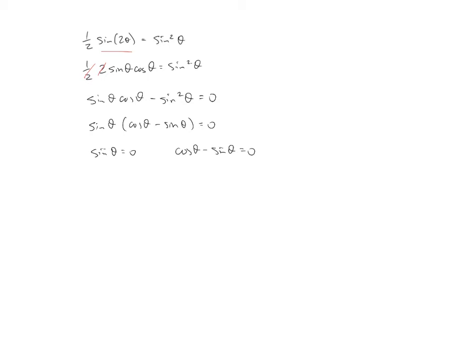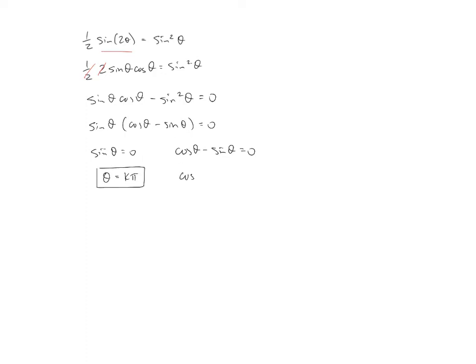We end up with this. Now, for the first one here, sine theta equals 0. This one's pretty easy. We can draw a picture if we need to. We can think about graphs if we need to. You've done this one enough to know already that when sine is 0, that means the angle has to be k pi. So we're just going to cut to the chase there.